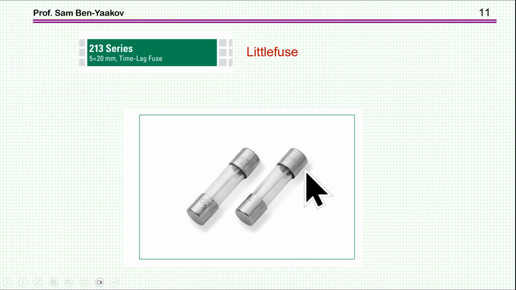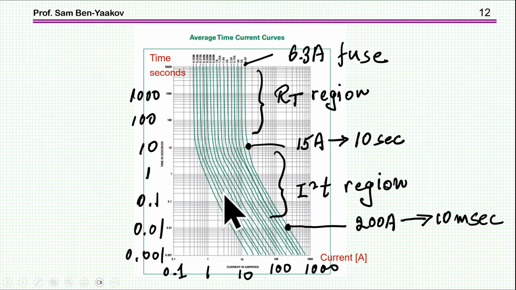So let's have a look now at the real data sheets and what they are telling us about all these issues. Just as an example, I've chosen this fuse from Littelfuse, this family of fuses, and here are the plots that the manufacturer is giving us. These are different fuses for different specified currents. The one on the right is a 6.3 amp fuse, okay? And I'm going to talk about this one here. You can see that there are two regions here.